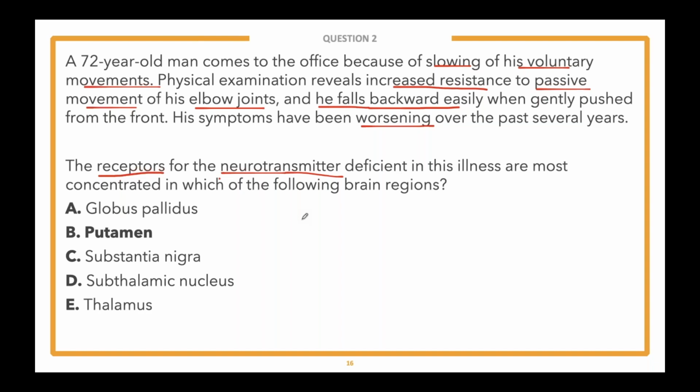B is the correct answer. We talked about that. And A, globus pallidus, which we discussed briefly. As I told you, it has an internal and external component. It's GABAergic, okay? So it is part of the basal ganglia. And its major inputs are also inhibitory, and they come from the striatum. But in this case, we're looking for the dopaminergic receptors that are located in the striatum, and that is not what they are asking us about. Sorry, that's not what A is referring to.